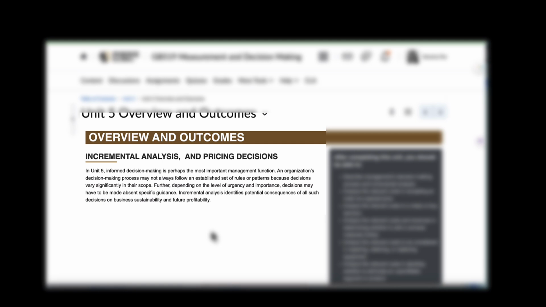Further, depending on the level of urgency and importance, decisions may have to be made absent specific guidance. Incremental analysis identifies potential consequences of all such decisions on business sustainability and future profitability.